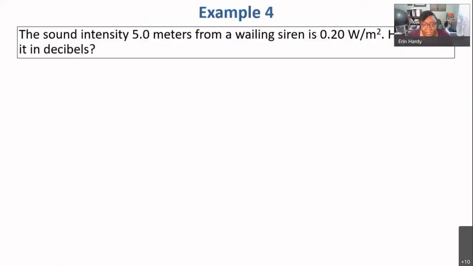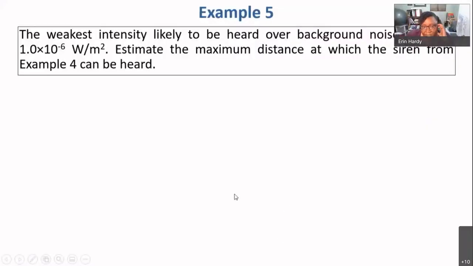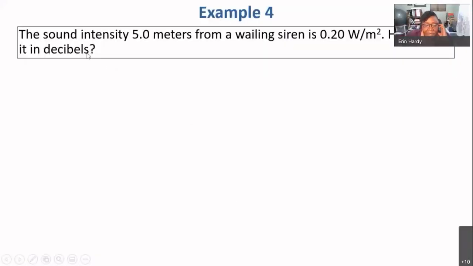I think we've got some practice problems coming up. Yeah, we do. So just to take a look at these before I switch over to the tablet, we have two questions that go together. The sound intensity 5.0 meters from a wailing siren is 0.20 watts per square meter. How loud is it in decibels?